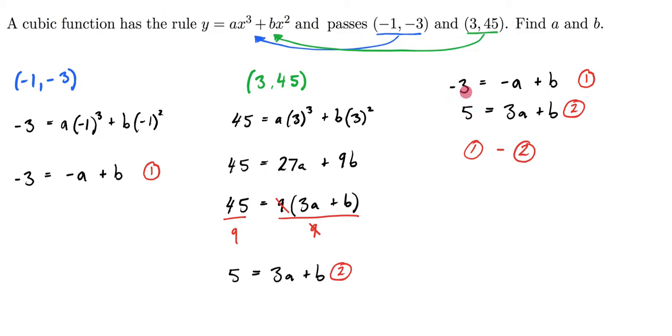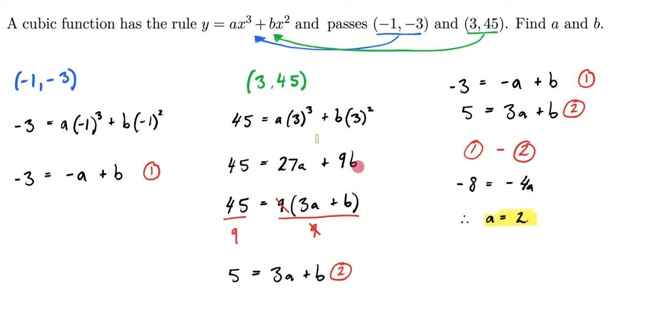If I have -3 minus 5, I'm going to get -8. And if I have -8 minus 3a, I'm going to get -4a. And then my b's, well, b minus b is just 0. So therefore, I'm going to end up with a is equal to 2, because if I divide both sides by -4, I'm going to get -8 divided by -4, which is going to be 2. So I've just solved one of them.